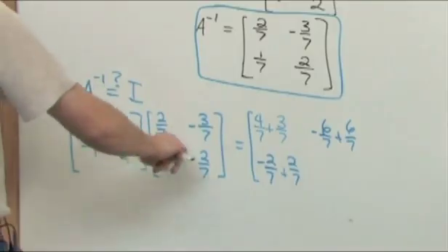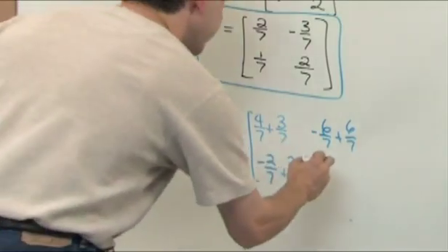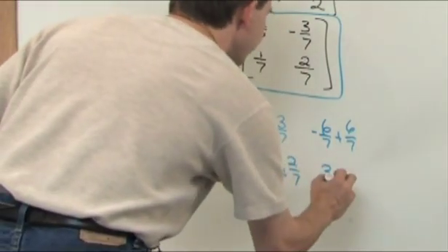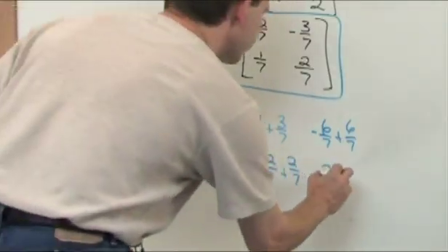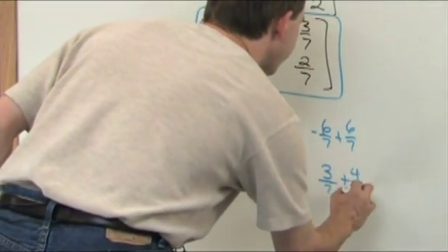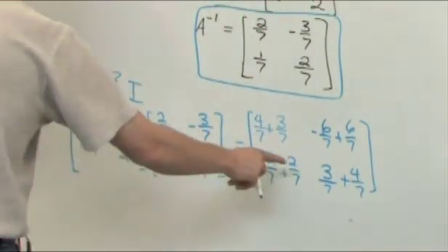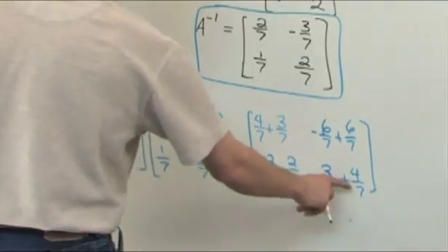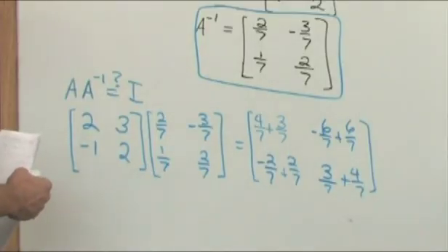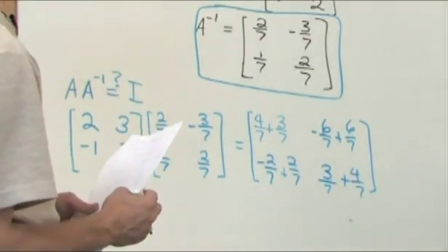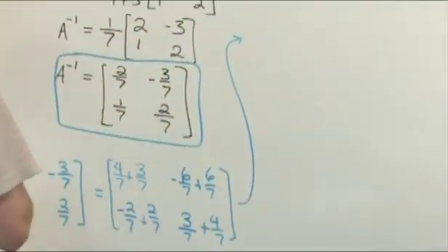Now let's go to the next column, over and down. Negative 1 times negative 3/7 is positive 3/7, plus 2 times 2/7 is going to give me 4/7. Again, this times this gives me this, this times this gives me this, over and down. Now let's go ahead and continue on and see if we can make any sense out of it. Let's go ahead and do the addition.